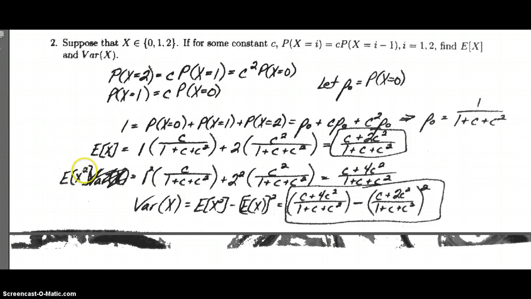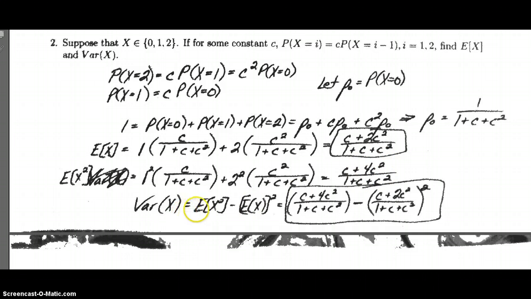Okay, then E of x squared. Why are we doing this? Because we're trying to get the variance here. So essentially the same thing. The only thing different is the x values that we're potentially getting. We're going to square each of those. So the 1 squared is not going to change anything, but the 2 squared will. So instead of a 2c squared, we're getting that 4c squared right here.